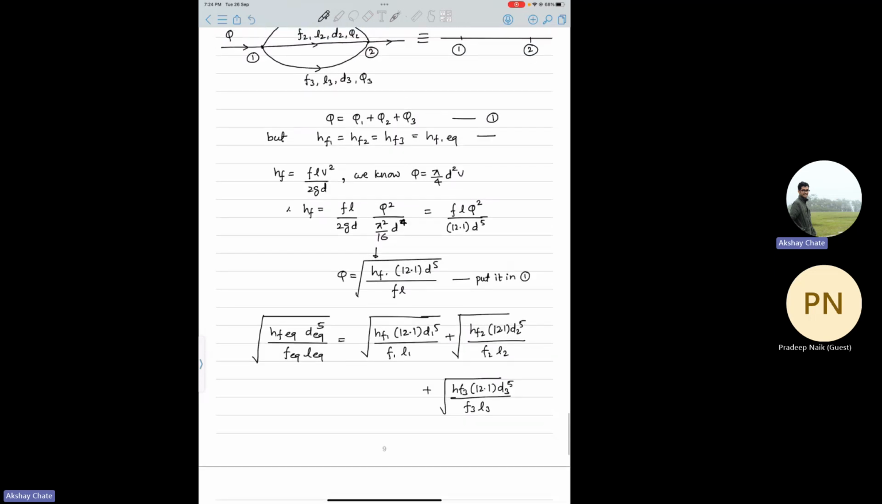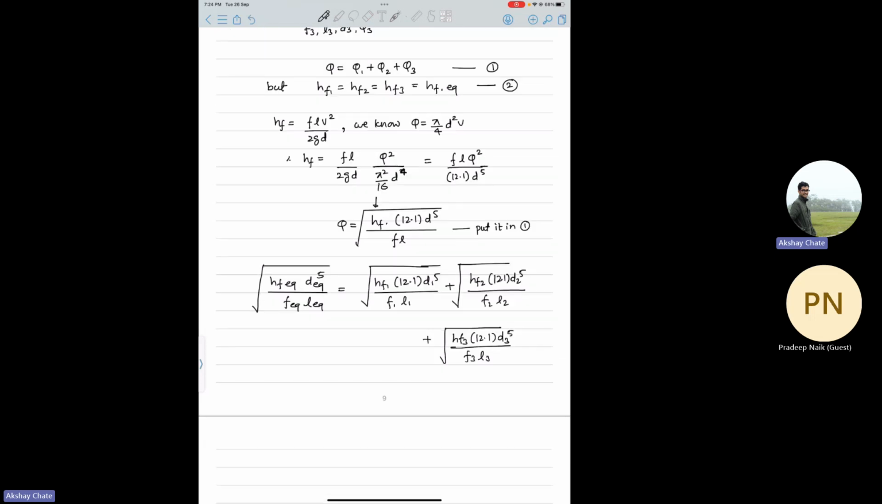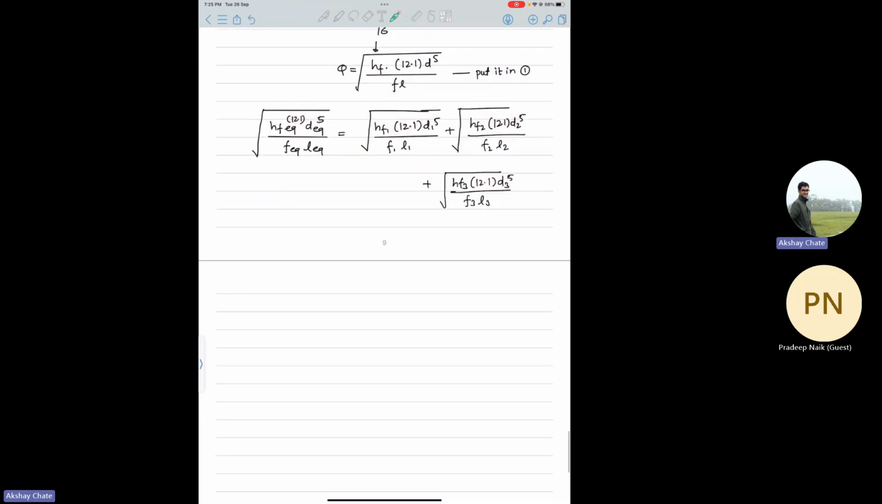But we know from equation 2 that all the hf are the same, so they get cancelled. These hf are all the same since this is a parallel connection, so they get cancelled. And this 12.1 constant is also there on both sides, so it gets cancelled too, and what you are finally left with is root of D equivalent power 5 divided by f equivalent L equivalent is equal to D1 power 5 divided by f1 L1 and so on. So however many parallel connections you have, that many terms will be there.